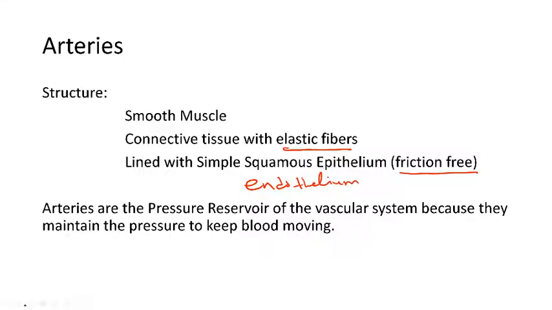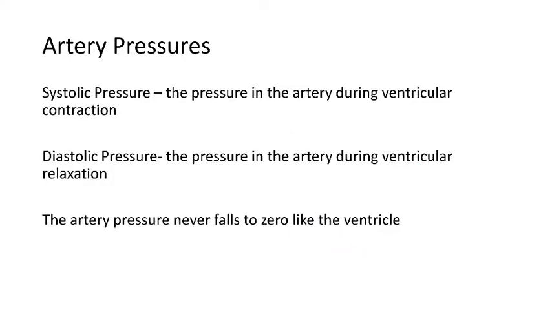And arteries are what we call the pressure reservoir for the vascular system because their job is to keep blood moving. We have to maintain some pressure. And the way we do that is we still have pressure during diastole. So when we think about pressures, think about systolic pressure. You've probably heard somewhere that an ideal blood pressure is like 120/80, only now they want it to be 120/70 as they change the standards, which medicine does all the time.